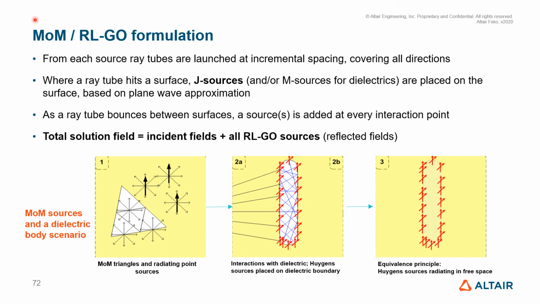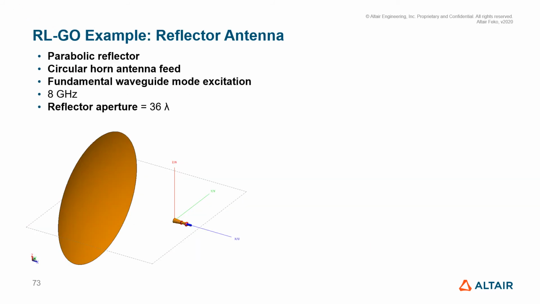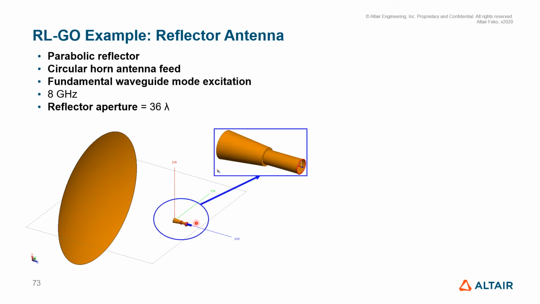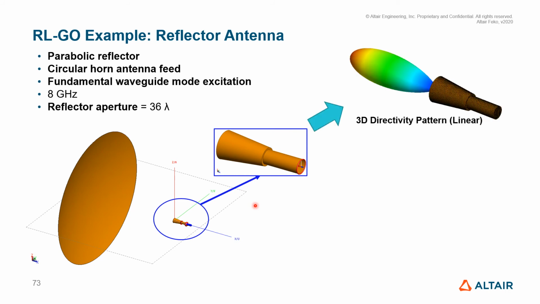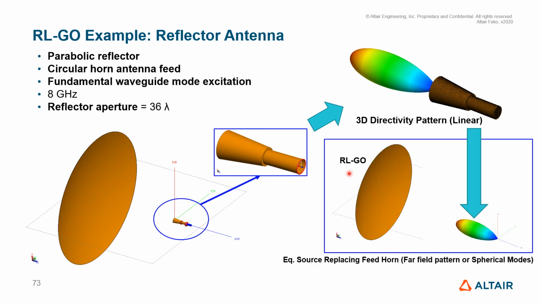in the RLGO technique. Just to illustrate how RLGO works, we took a parabolic reflector, and of course the reflector surface itself can be RLGO. We have the feed antenna, the horn antenna here. So this can also be divided into two parts of the program where you can take the horn antenna, analyze it separately using method of moments, so you get the radiation pattern, and use that radiation pattern as a source for the reflector. So RLGO can be used on the reflector itself.